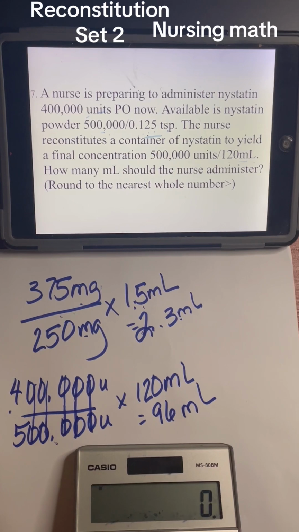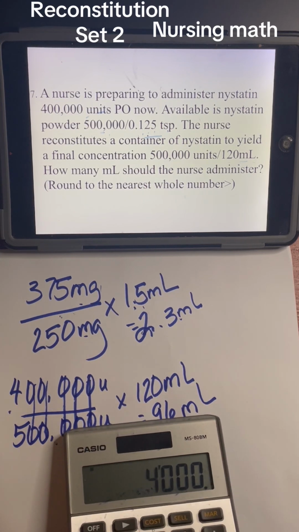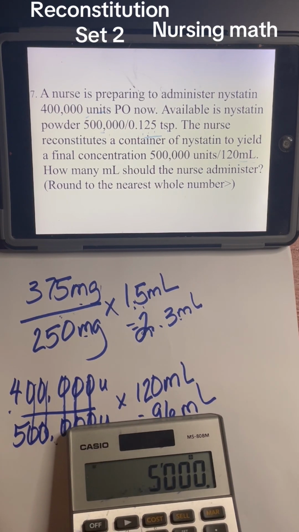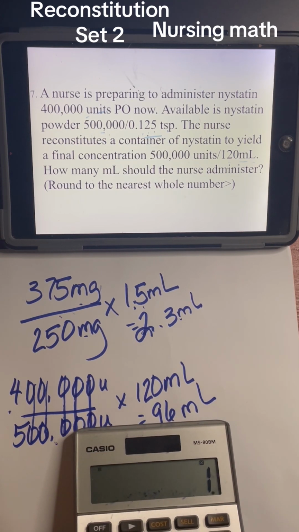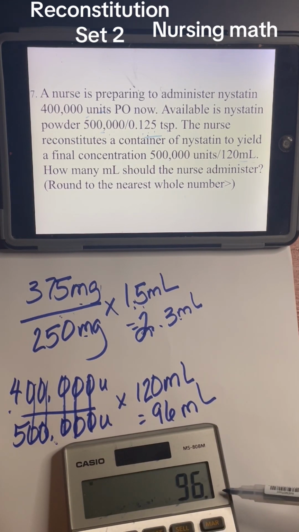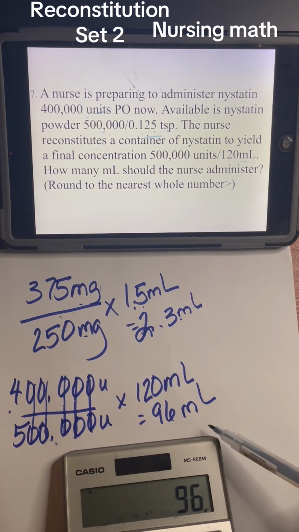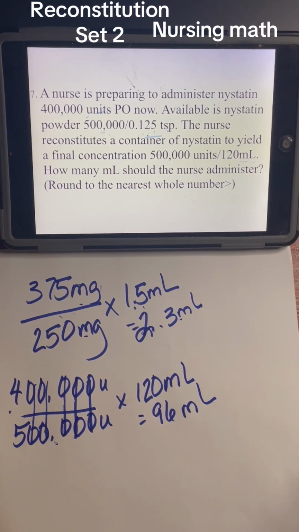I'm going to work that as if we kept all those zeros. If you're going to do all the zeros, promise me you're going to count. 400, 1, 2, 3, divided by 500, 1, 2, 3 equals times 120 equals. You see it's still 96? Okay, I believe you're picking up what I'm putting down. All right, so good luck with that.